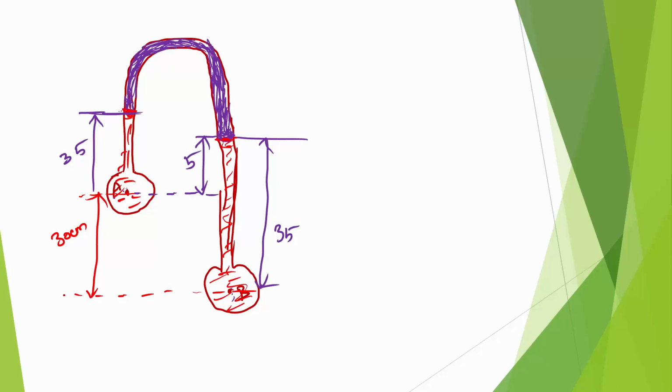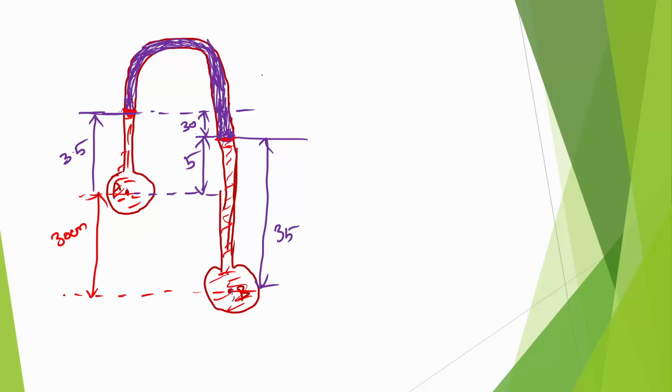So now we have almost all the data. Since this is 5, this has to be 30, because from the center up to this is 30. So this is 35. So another 5 is here. From here to here, reference level, this is 35. So this has to be 30. So now we have almost all the data that is required so that we could solve it.